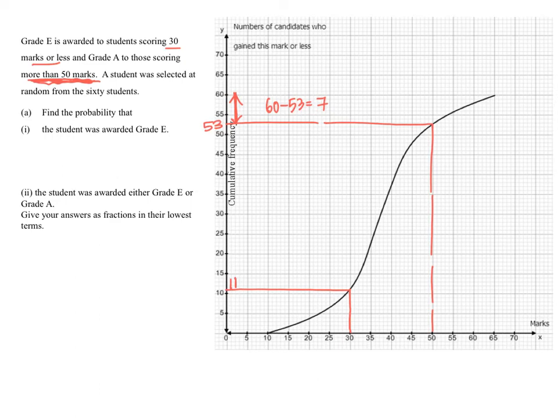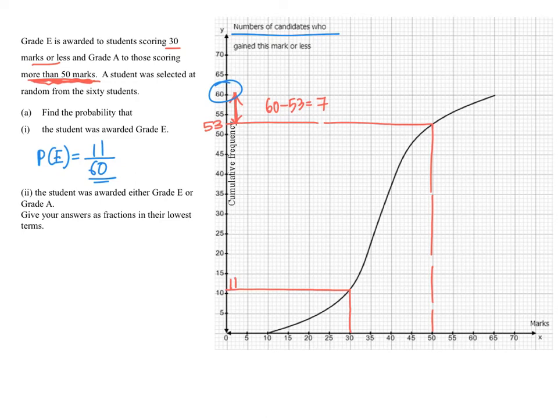Now, the question asks us to find the probability that a student was awarded grade E. Probability of getting a grade E will be out of a total of, how many students are there in total? There are a total of 60 candidates. So out of 60, number of students who can get a grade E, meaning 30 or less, is 11 out of 60. So the answer will be 11 over 60.